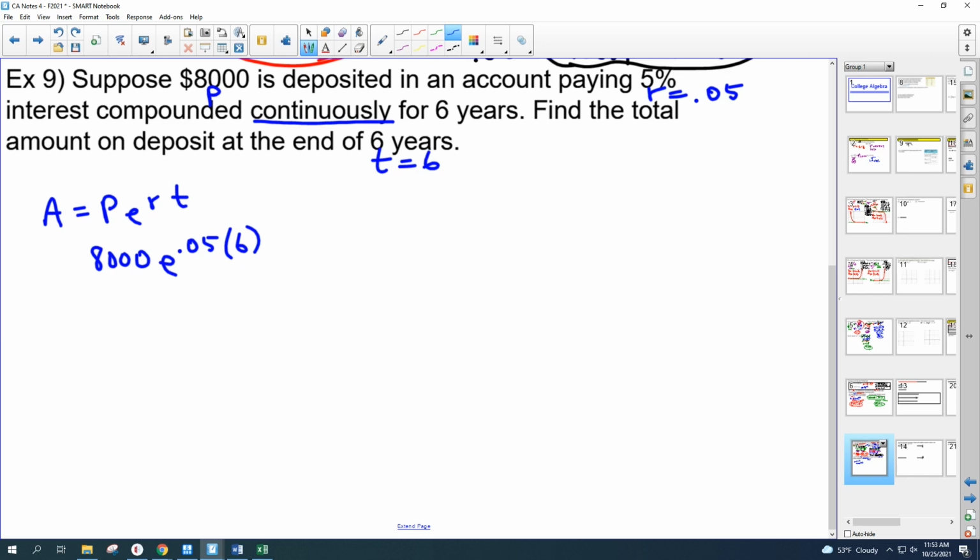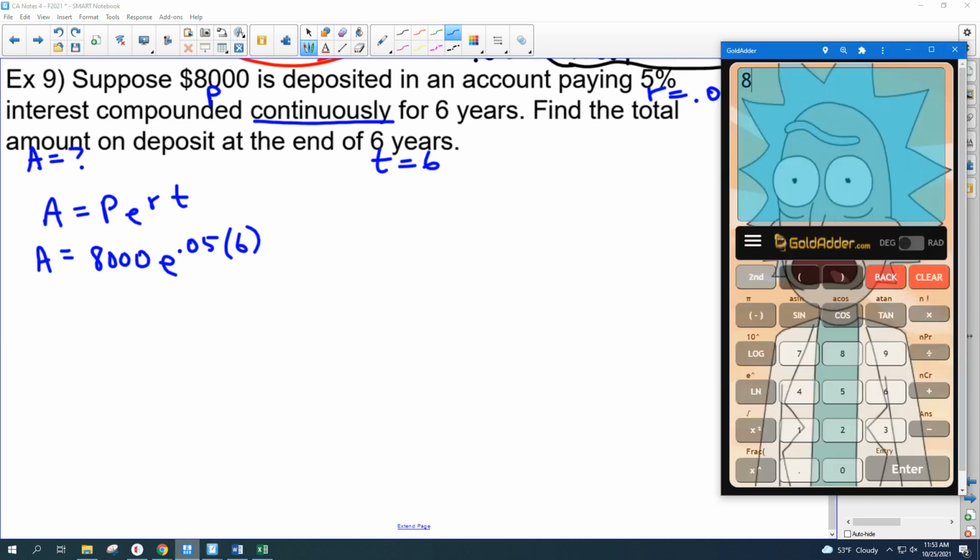And it says find the total amount. That means we're finding this A value. All right, so let's plug that in on a calculator here. Remember, E is just a number. Find that E button on your calculator, 8,000 E to the, I might put this in parentheses, 0.05 times 6. 10,798.87.